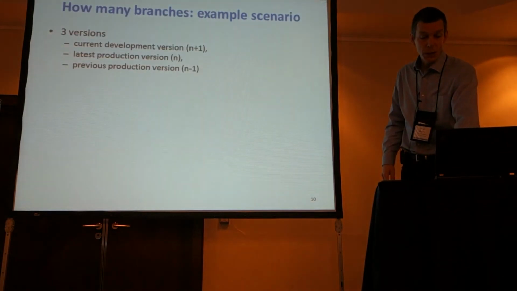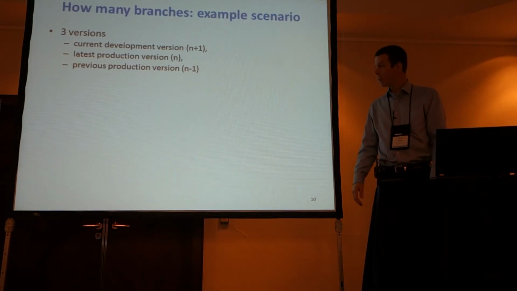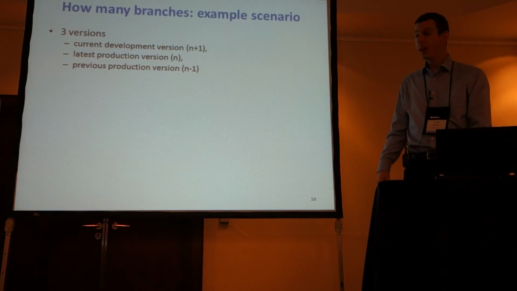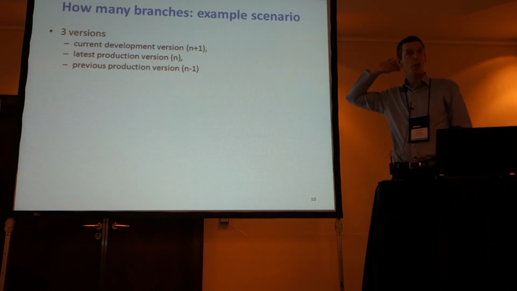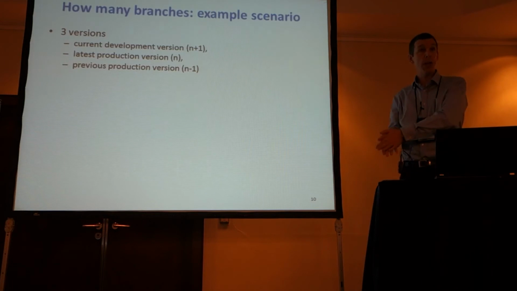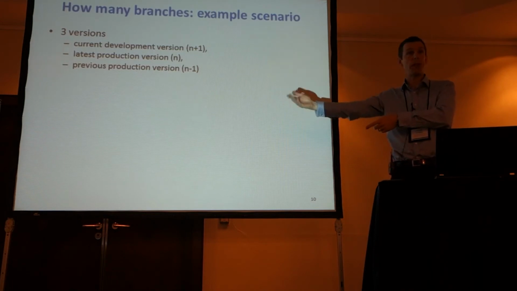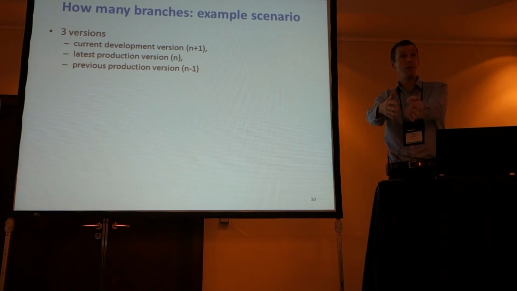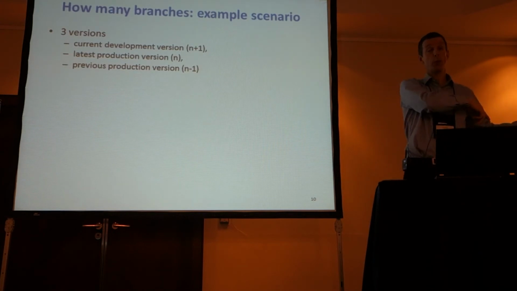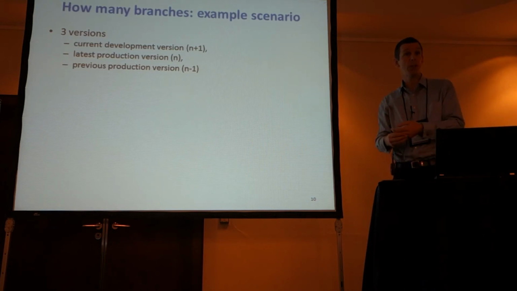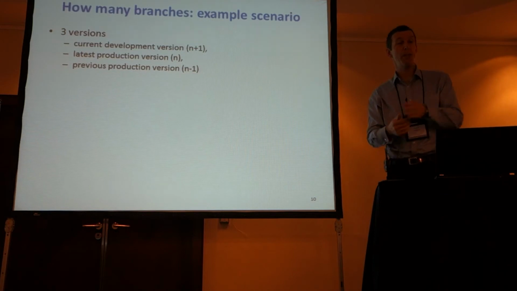So if we were to apply a branching scenario to this multiple release cycles example, and this is just an example, say we have 3 versions of our product at any one time. We've got the current version that we're working on, the one that's going to be released in the near future. We have the current production release that's out there, and we might be maintaining 1 or more previous releases. So you're going to have 3 versions to manage, aren't you? At minimum. So you'll have 3 branches.